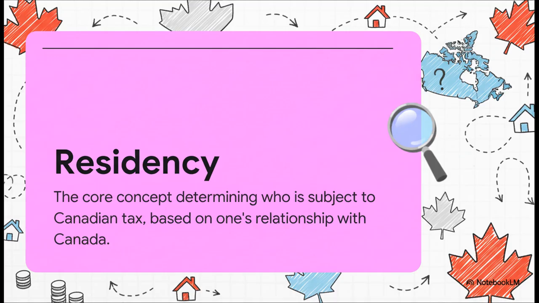Now listen closely, because this is where a lot of people get tripped up. Residency is not the same thing as citizenship. Not at all. You can be a Canadian citizen living in, say, Australia and be a non-resident for our tax purposes. And on the flip side, someone who isn't a citizen at all can be living here and be considered a resident. It has nothing to do with your passport. It's all about your relationship with Canada.